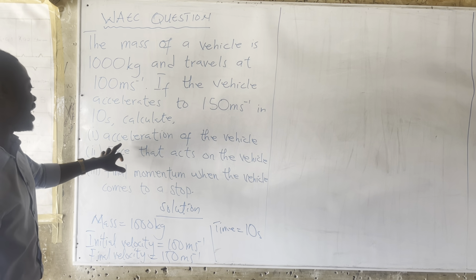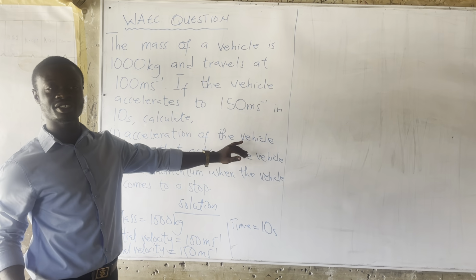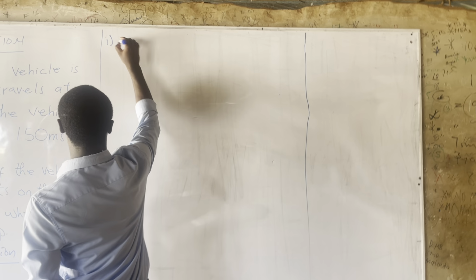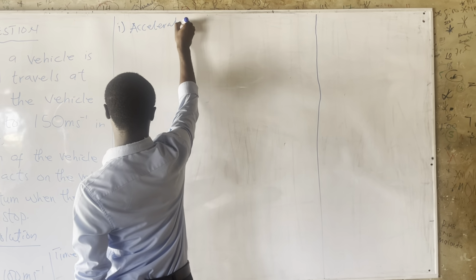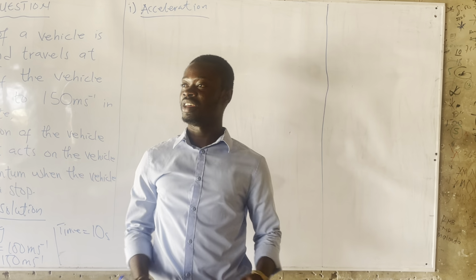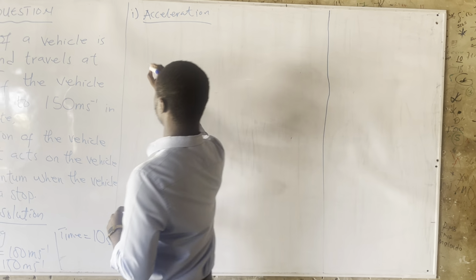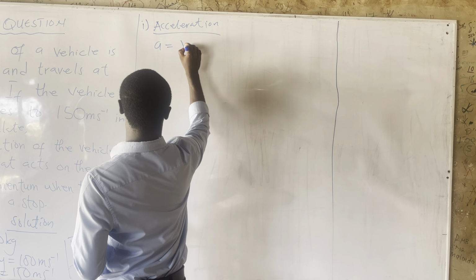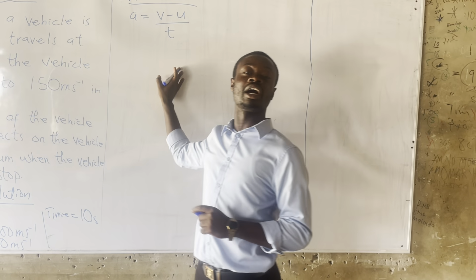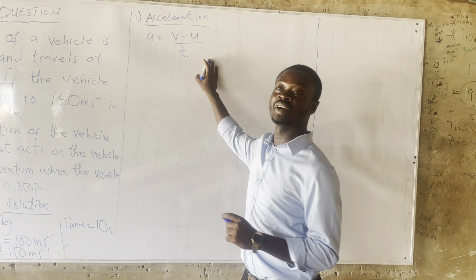Now we should calculate I, acceleration of the vehicle. That is the first one. So let's look at how we're going to calculate the acceleration of the vehicle. So from physics, the formula we can use to calculate the acceleration of the vehicle is A equals V minus U all over T. This is the formula we can use. A equals V minus U over T.